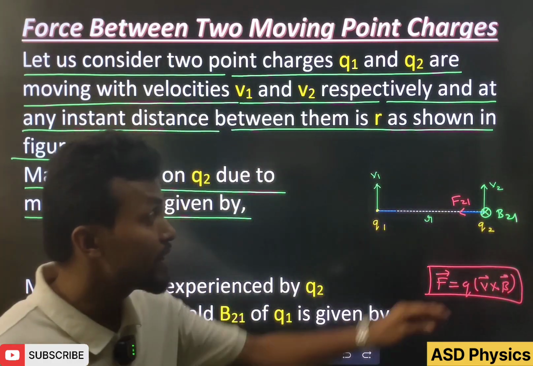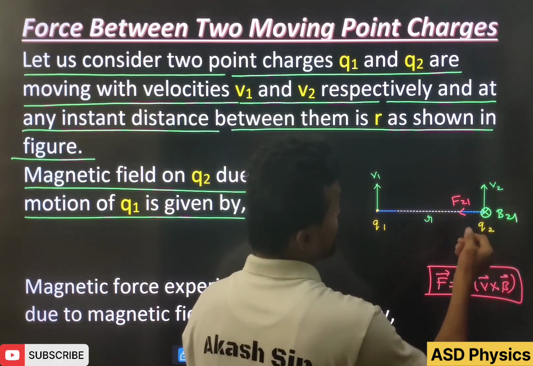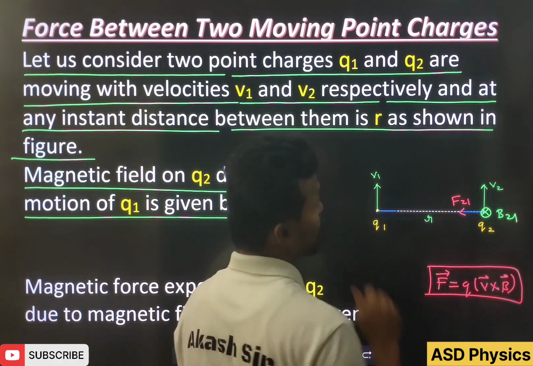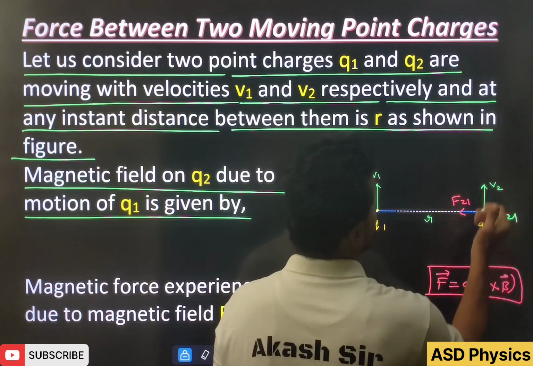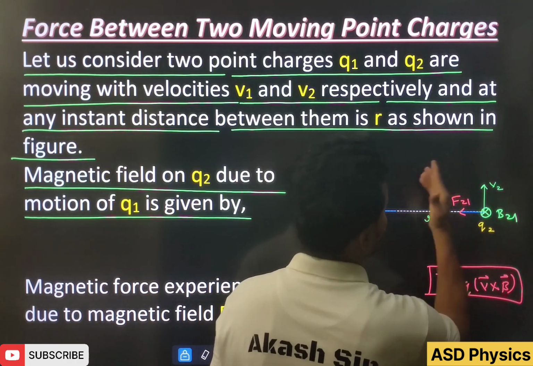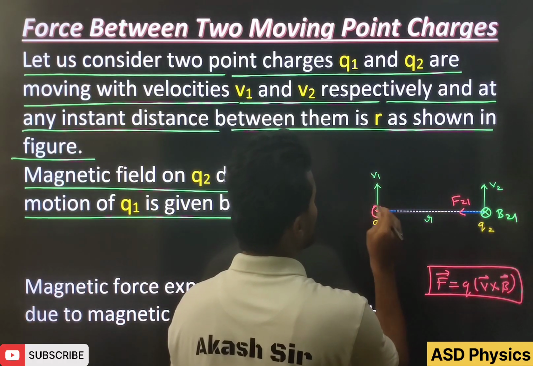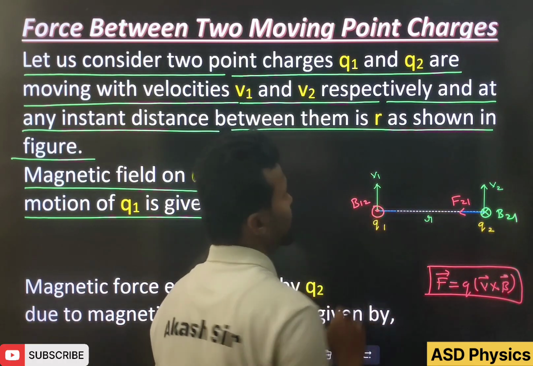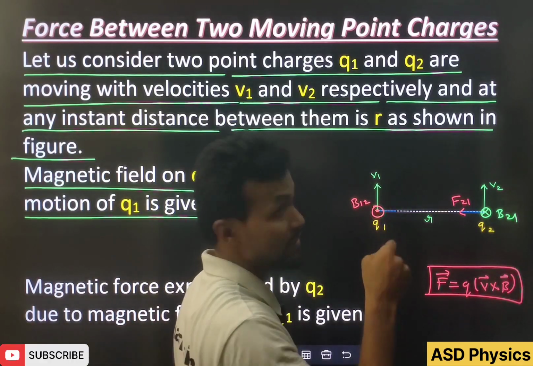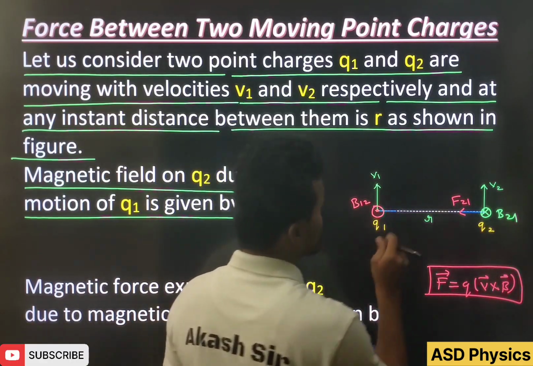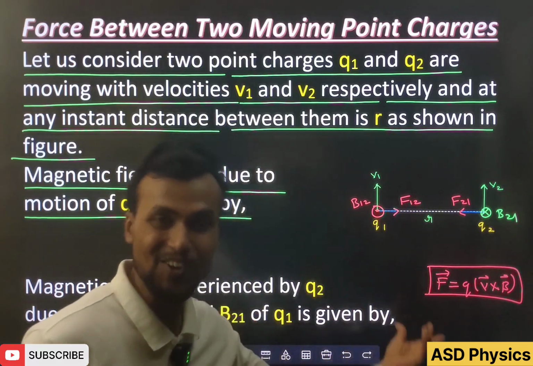Let's take the reverse situation. If I calculate B12, that means the magnetic field on Q1 due to motion of charge Q2. Here my fingers are along the velocity, palm towards the observation point, and the thumb is coming outside. That means the magnetic field will be outside, B12. Again use the formula V cross B. V is upward, magnetic field outside, so V cross B goes this side. So this will be F12. Again Newton's third law of motion applies.